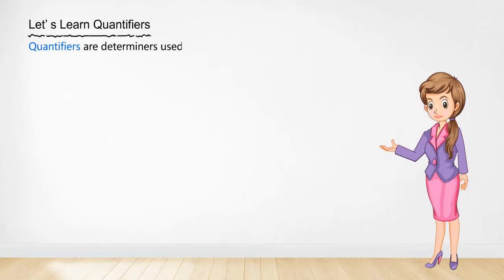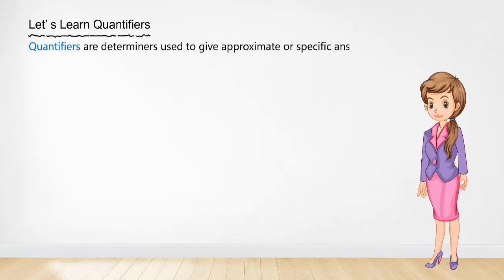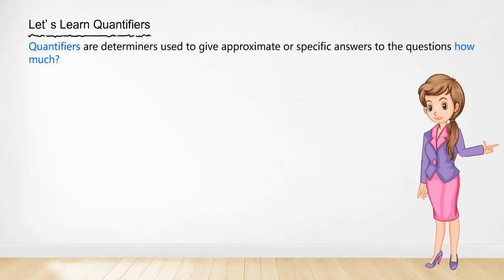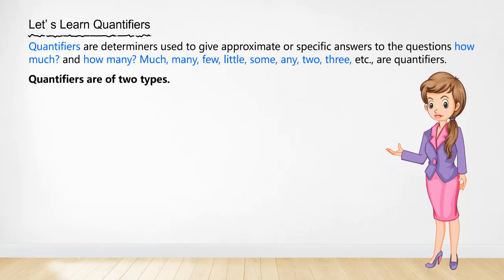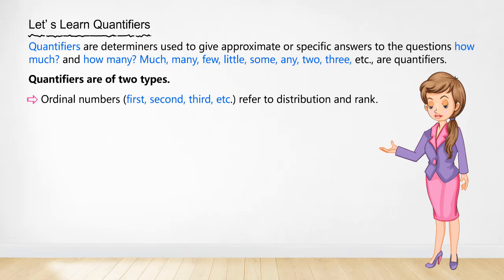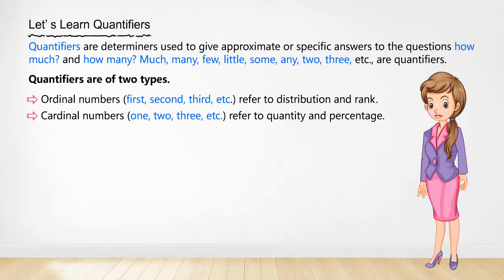Quantifiers are determiners used to give approximate or specific answers to the questions how much and how many. Much, many, few, little, some, any, two, three, etc. are quantifiers. Quantifiers are of two types. Ordinal numbers, first, second, third, etc. refer to distribution and rank. Cardinal numbers 1, 2, 3, etc. refer to quantity and percentage.